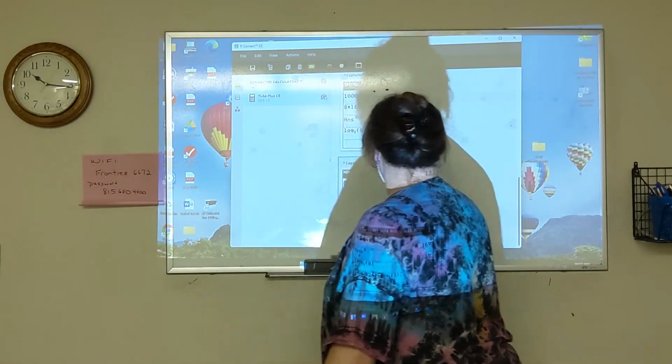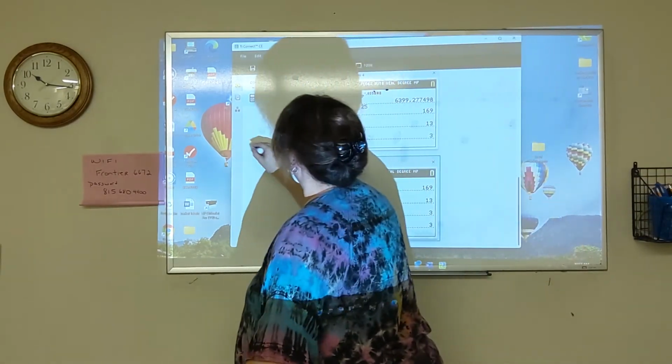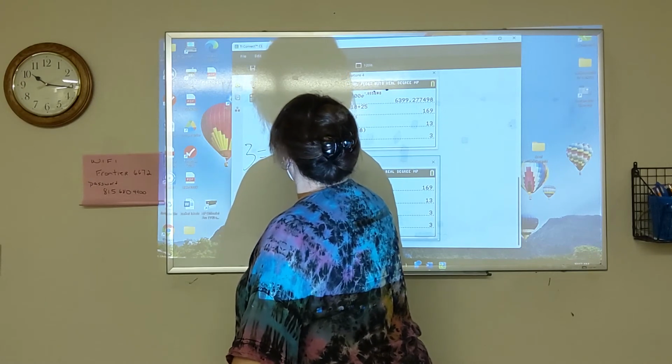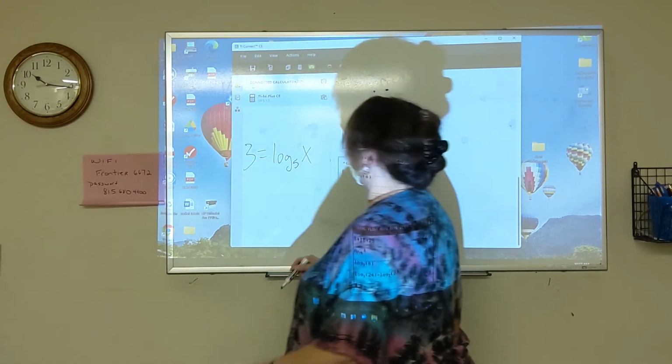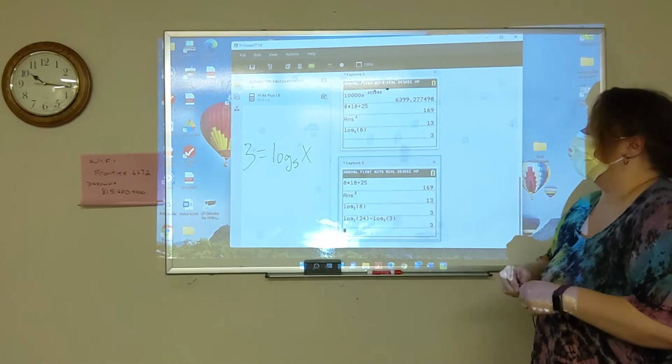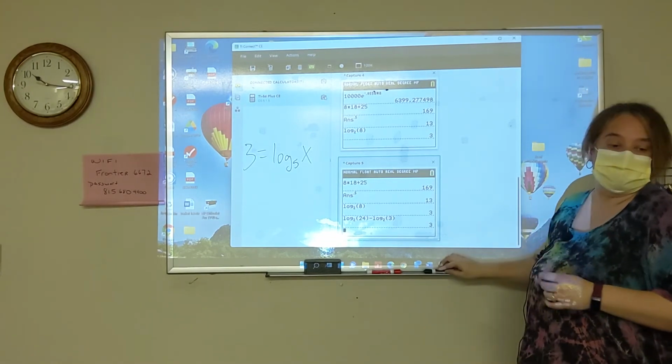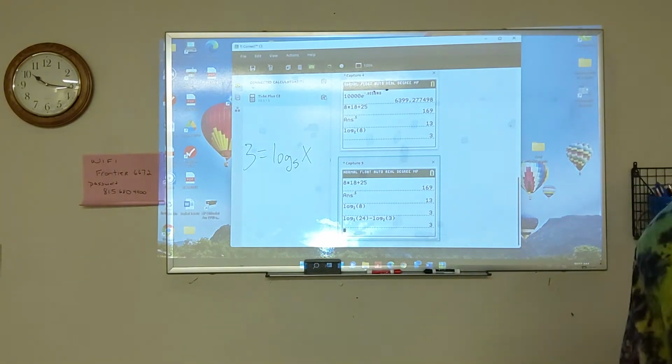So we're going to wind up with this one with 3 equals log base 5 of x. And you've got to figure out what x is. Well, we don't want to have to solve log equations. That's not something we want to have to do. But we have numbers in our answers. So what do we do with numbers in our answers?